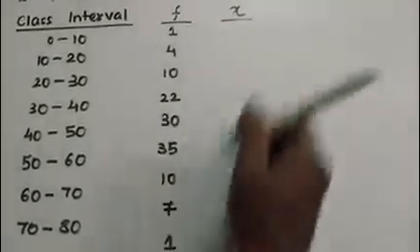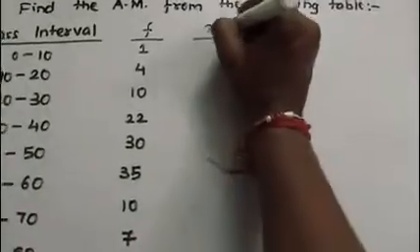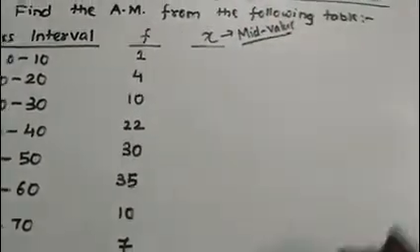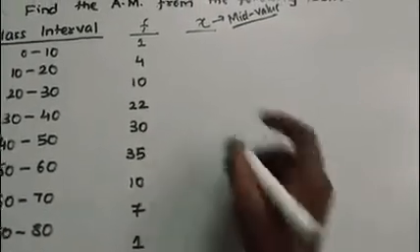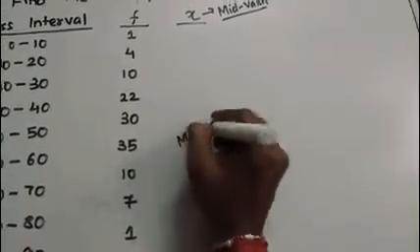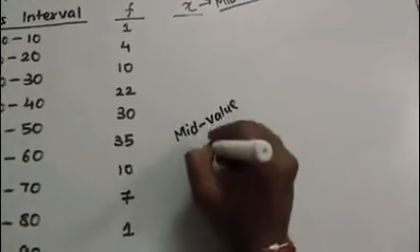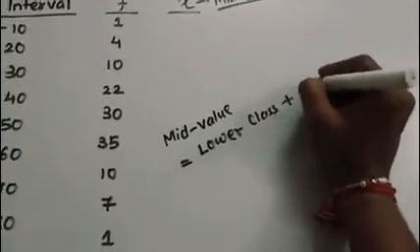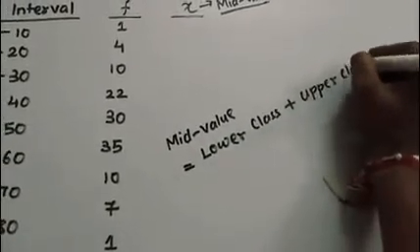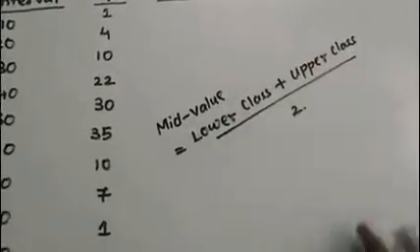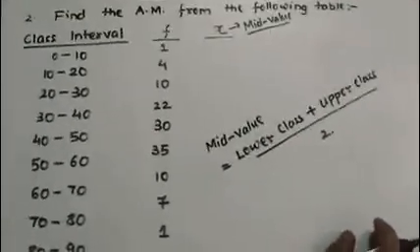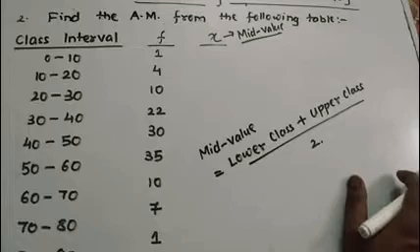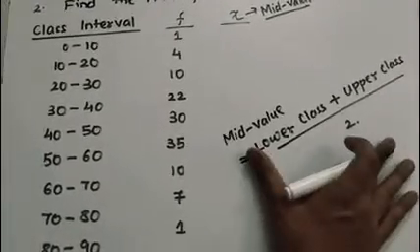Now x, in the case of class intervals, is known as the mid value. The formula for the mid value is lower class plus upper class, divided by 2. This is the formula for finding the x for each class interval. That means adding the two classes, lower plus upper, divided by 2. So we will use this formula for finding the mid values.